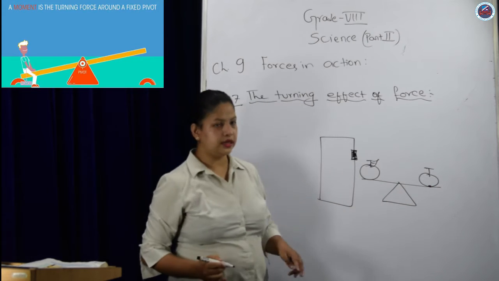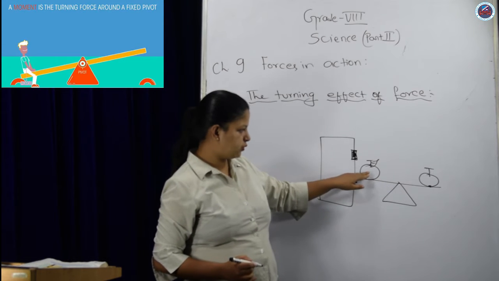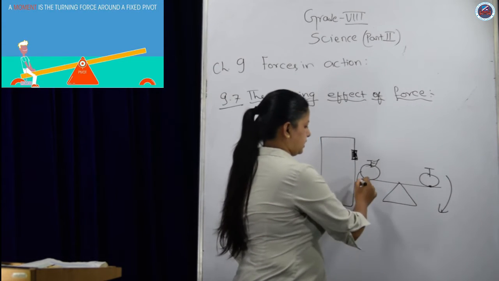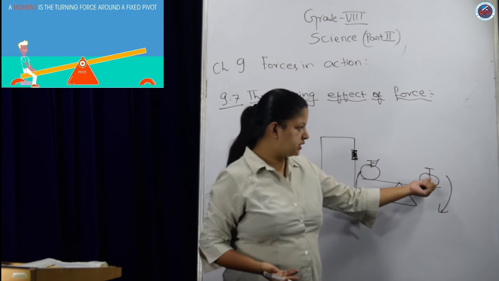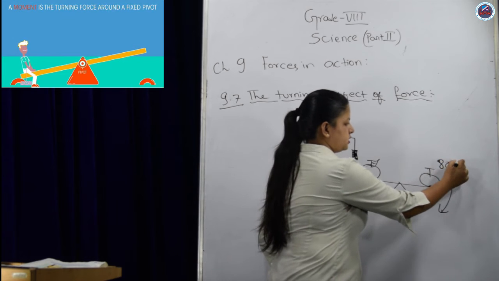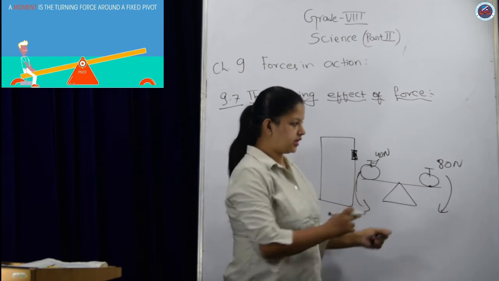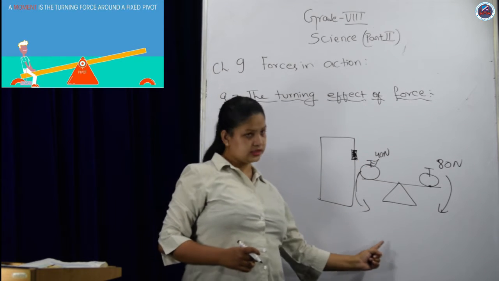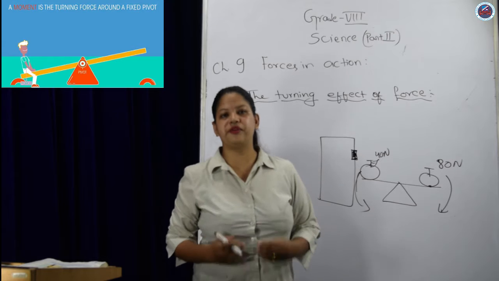Now there is a fixed point here, and through this fixed point, whenever we apply force in here, it will move either this side or this side. If I apply more force here, for example, this object has more weight, suppose 80 Newton, and this has 40 Newton, then since its weight is more, it will try to turn this side, and if I apply more force here, it will try to turn this side through a fixed point. This fixed point we call pivot.